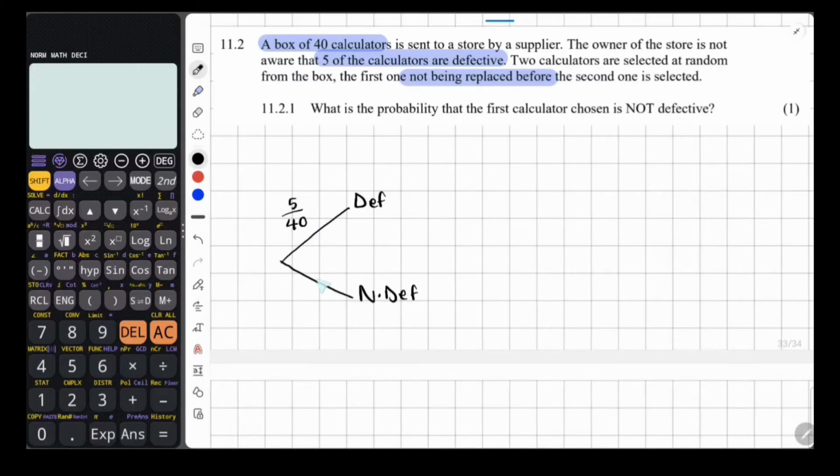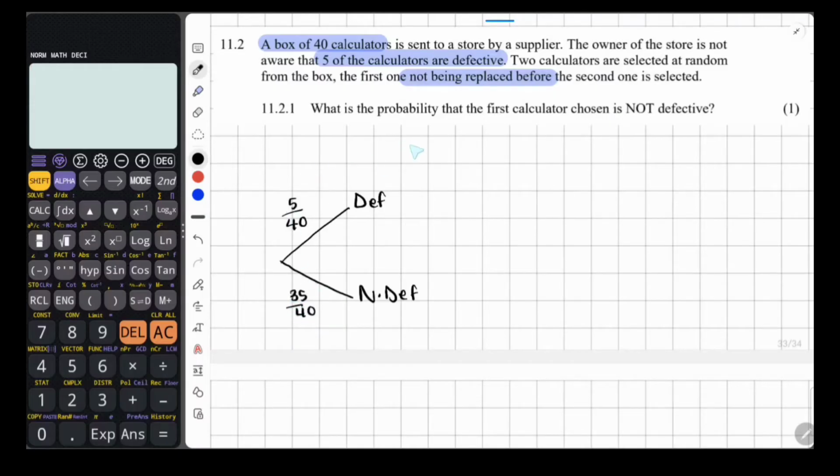And then the calculators that are not defective would be 40 minus 5. So it's going to be 35 out of 40 calculators that would not be defective. Okay, so this one would represent the probability of the first pick. The first time somebody reaches in and picks out a calculator, they can either get a defective calculator or a not defective one. The first time, when nothing has been picked yet, the chance of picking a defective calculator would be 5 out of 40. The chance of picking not defective would be 35 out of 40.